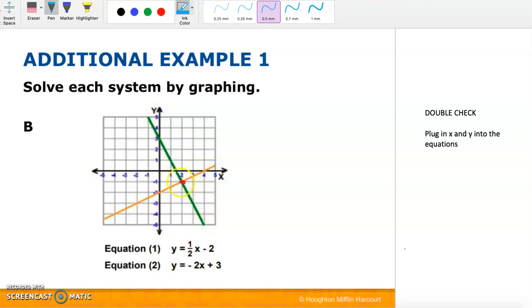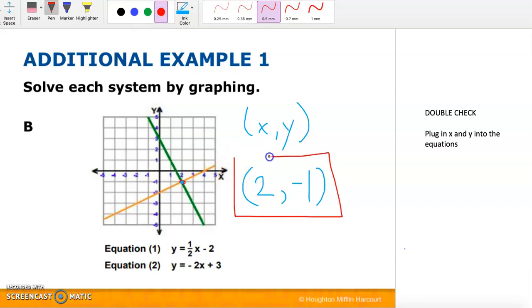So now let's see. What is the coordinate point for the solution of this graph? Well, we remember x goes first and then y. So if we look, our x falls on 2 on the x-axis. And then it falls on the y-axis at -1. So our coordinate point is 2, -1. Now, I'm going to show you how to double check your answer.